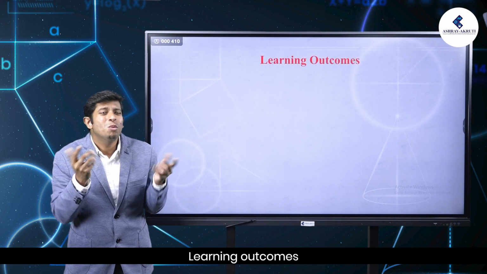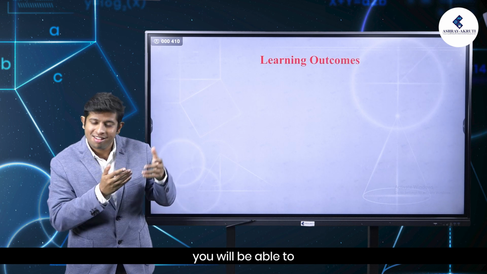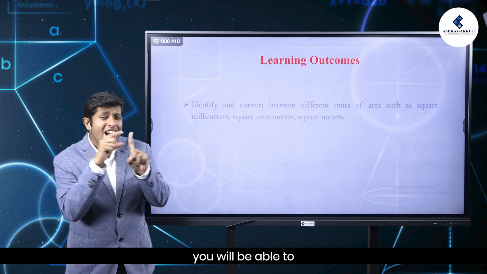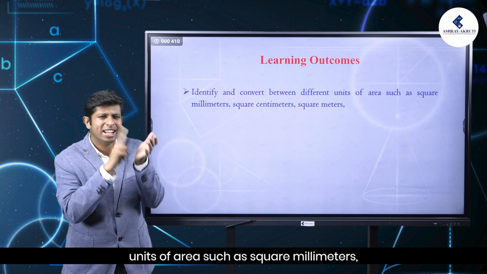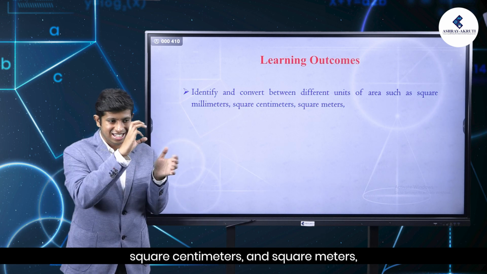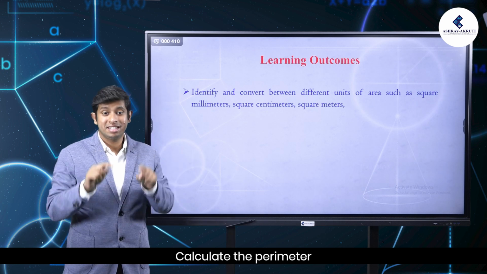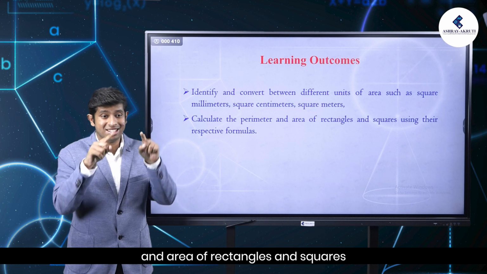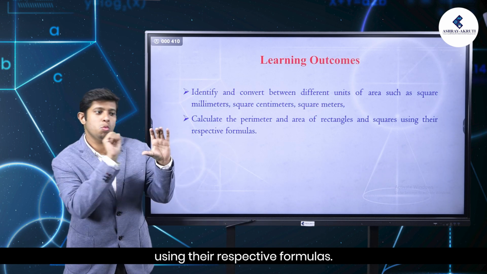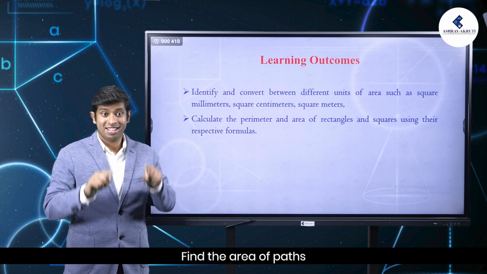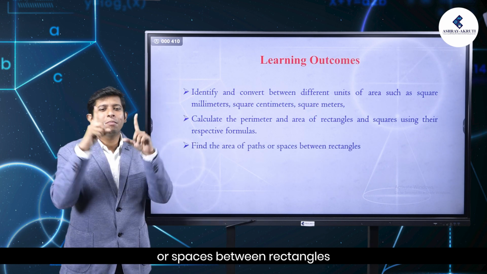Learning outcomes. After the completion of this lesson, you will be able to identify and convert between different units of area such as square millimeters, square centimeters, and square meters. Calculate the perimeter and area of rectangles and squares using their respective formulas. Find the area of paths or spaces between rectangles.